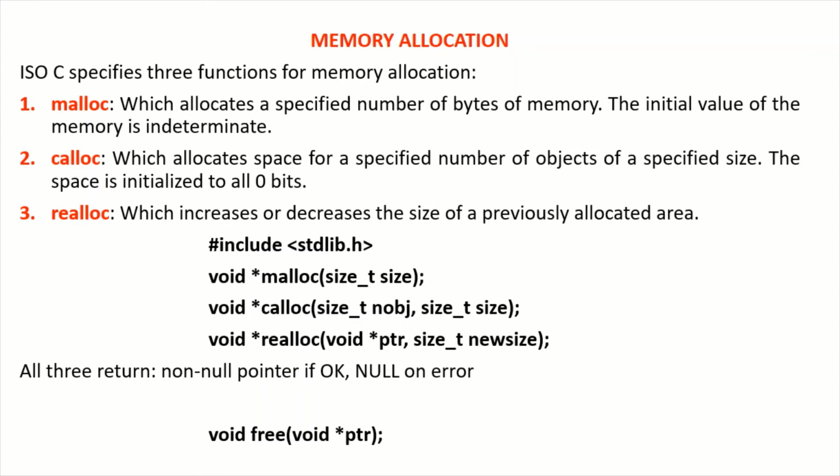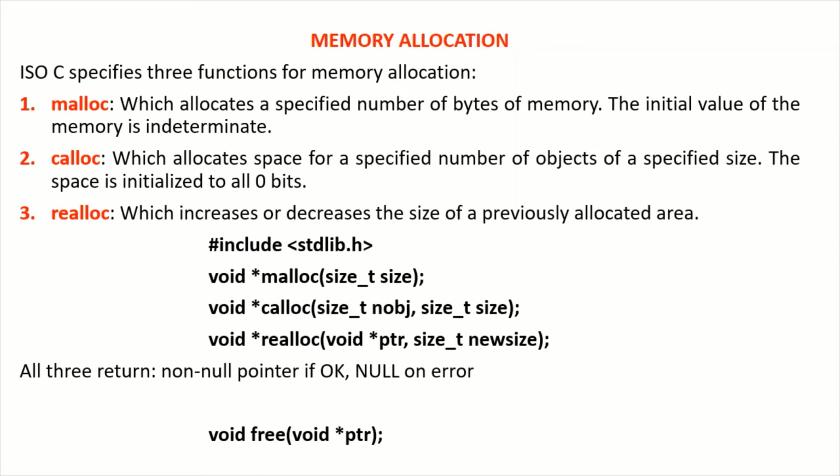The third one is realloc, which increases or decreases the size of a previously allocated area. When the size increases, it may involve moving the previously allocated area somewhere else to provide the additional room at the end. Also, when the size increases, the initial value of the space between the old content and the end of the new area is indeterminate.